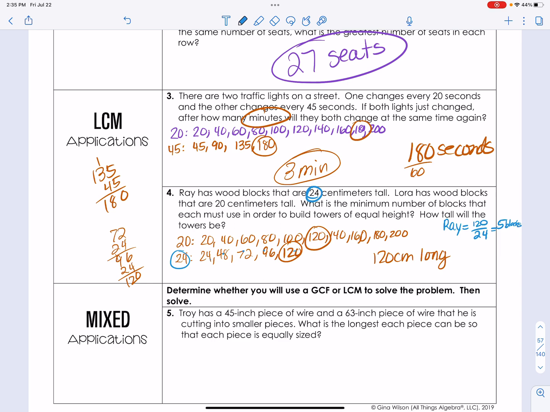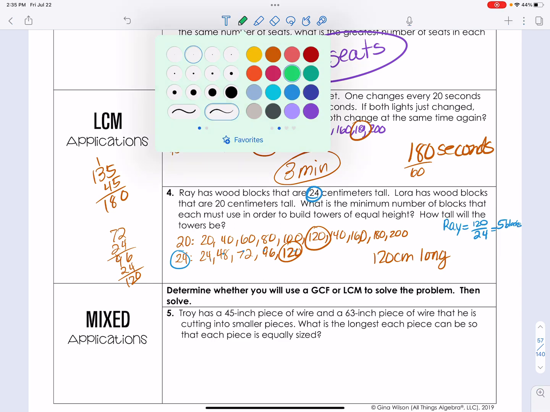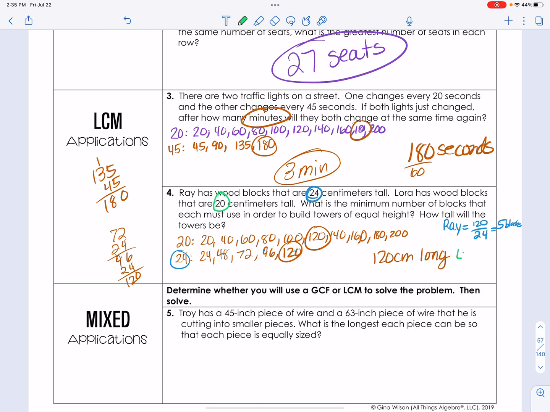Okay. And then Laura is 20. So 120 divided by 20: 1, 2, 3, 4, 5, 6. That's 6 blocks.